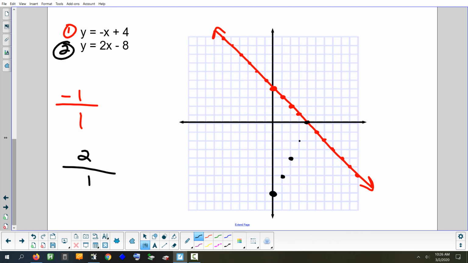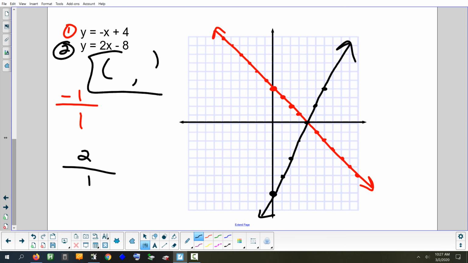Technically, we already have the answer to this problem. I'm just going to finish it off. Draw my line. Might be a little off at the end, but that's okay because I already have the answer. And where does it look like those lines cross? 4, 0. No. I'm not going to check that one.